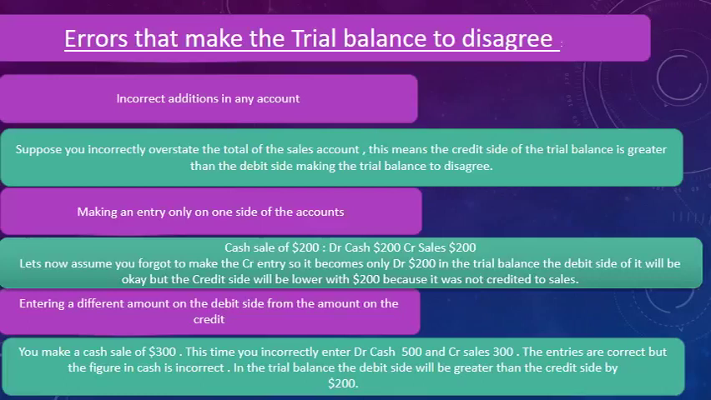So you treated sales correctly, and cash you treated correctly, but the amount is wrong. So the entries are correct, but the figure in cash is incorrect. In the trial balance, the debit side will be greater than the credit side by $200. Did you see that? Because cash is 500, yet it's supposed to be 300. There's a difference of $200, which means cash is overstated by $200.